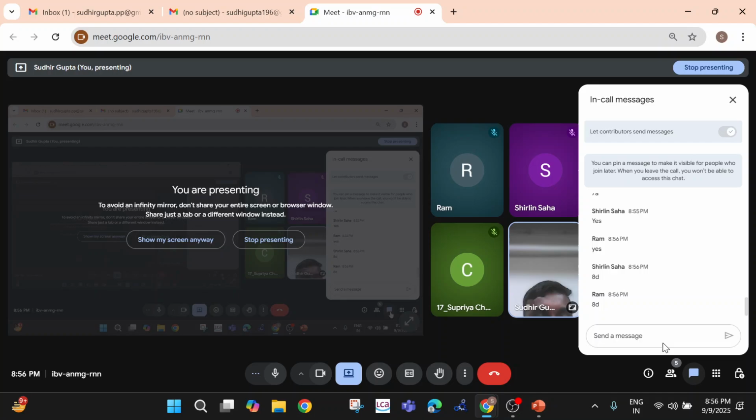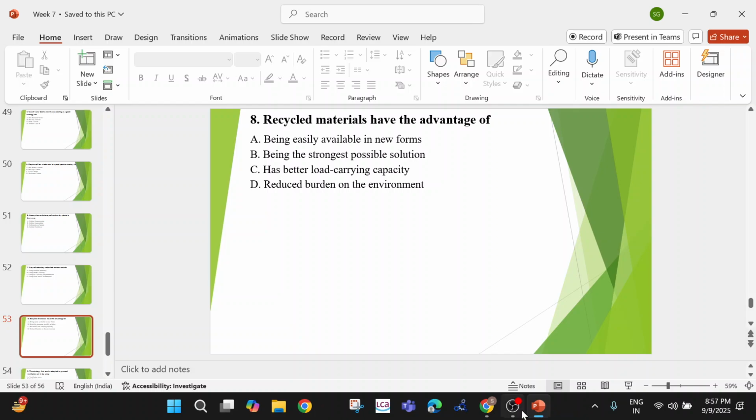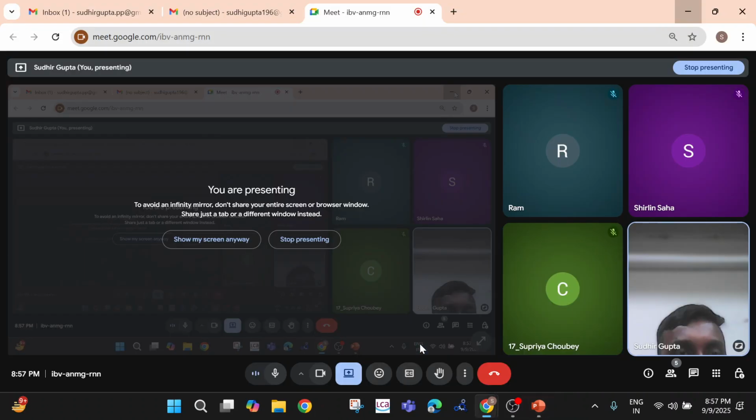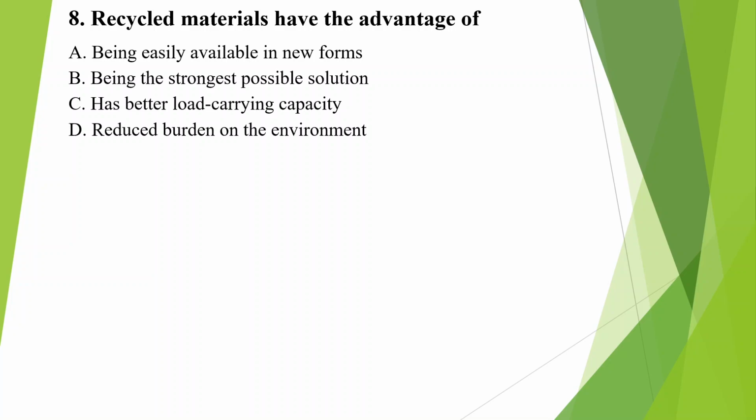Ram is saying D. Supriya is not knowing the answer. Let me see the options. Yeah, option D is the correct answer for this question number 8 that was asked in the previous year assignment questions.